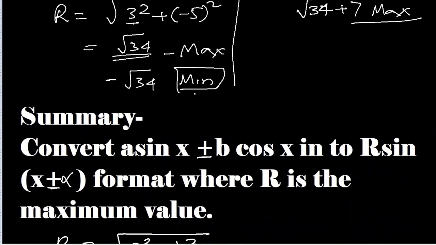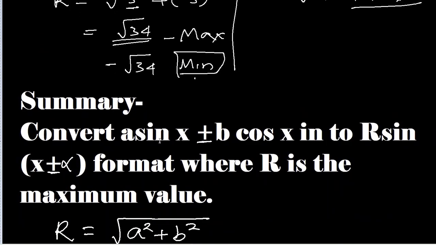And here is the summary. Convert a sine x plus or minus b cos x into R sine(x plus or minus alpha) format first, and then R will become the maximum value, or the minimum value with a negative. Alright. One thing you need to keep in mind, that x plus alpha is the angle, and the angle has no role whatsoever in the y value, or in giving maximum or minimum value. So just concentrate on R.